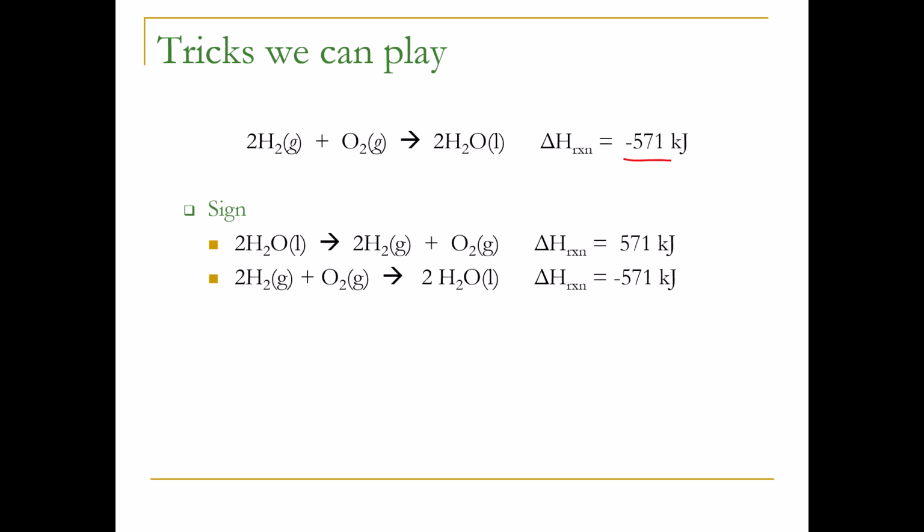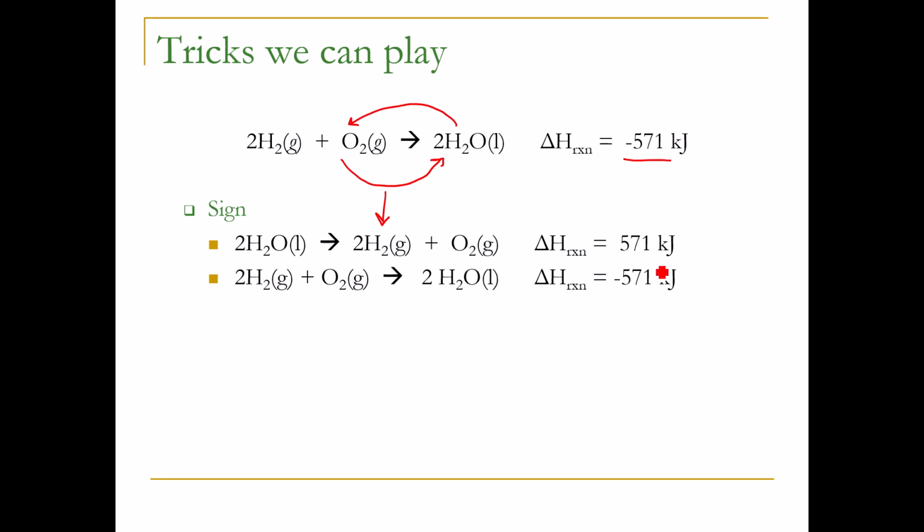If I then reverse the reaction, so I flip it around, so my products become the reactants, and reactants become products, I get this reaction here, and notice what happens to delta H. My first reaction was a negative 571. When I flip it around, it becomes positive 571. The numerical value stays the same, but only the sign switches. So if it is negative in one direction, it becomes positive in the opposite direction.